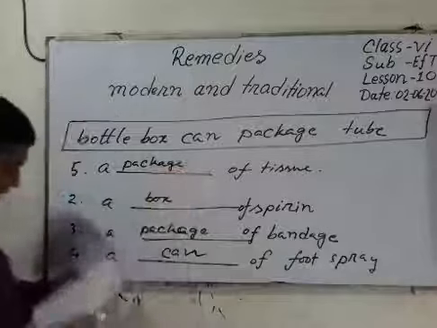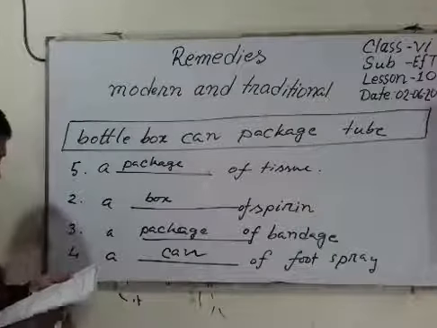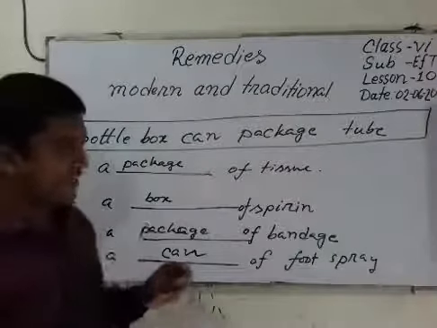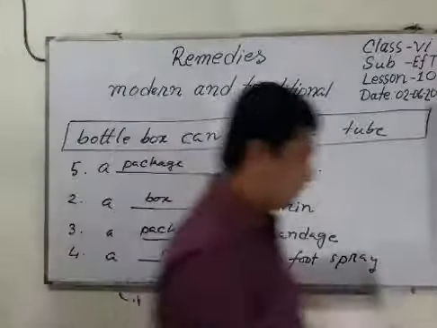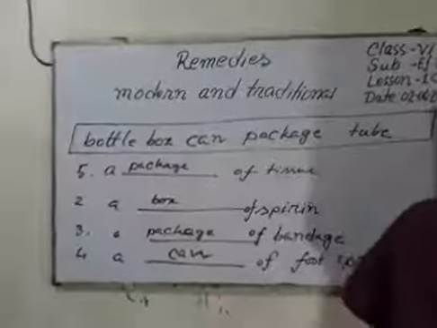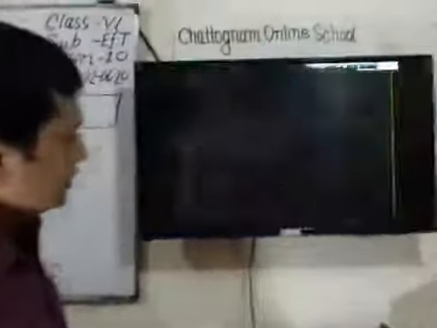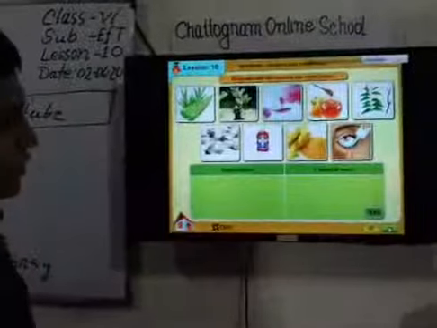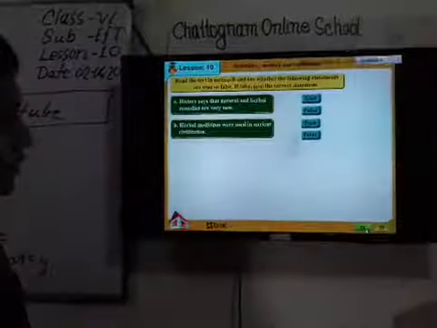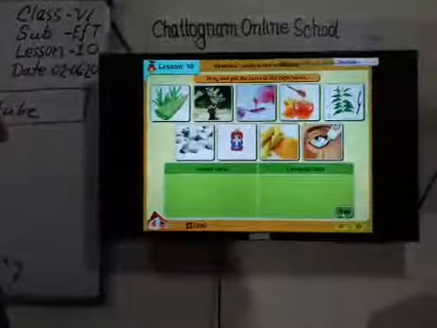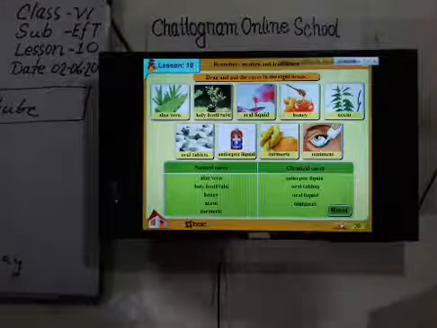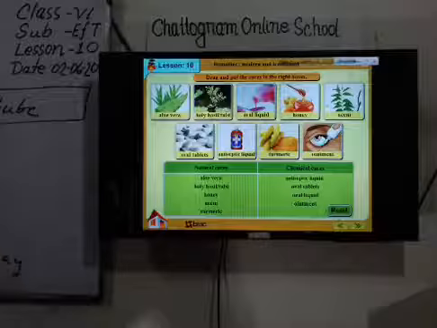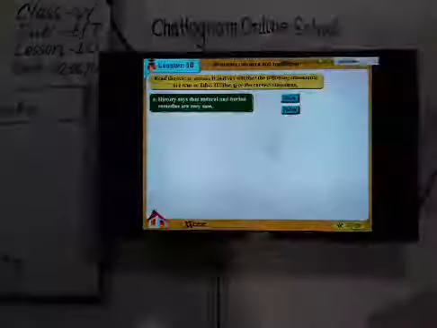Okay, that's it. We have solved section C. Now again we are going to screen as there is electricity available. So look here. The students already have done this. Look here, natural cures and chemical cures. We have completed this section and are going to the next.